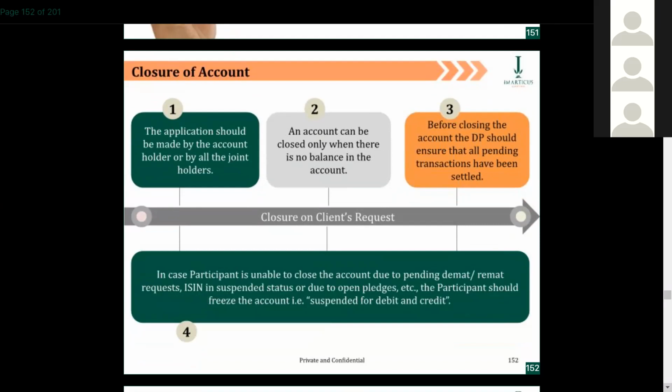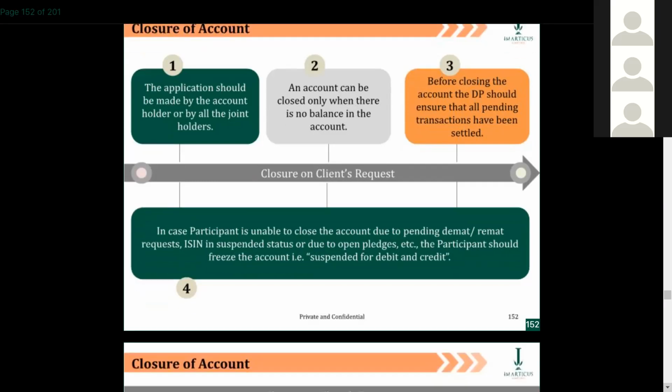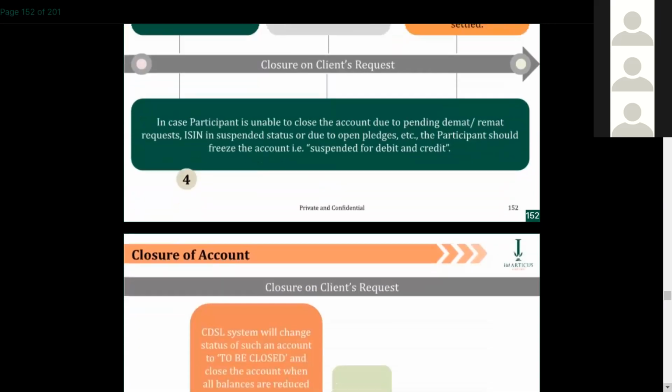Now, there could be some pending demat or remat request or ISIN. ISIN is an identification number. So in case you have some shares which are not being traded, what will you do? You cannot sell them, so you can just keep them in your account. However, the participant will have to freeze the account, suspended for debit and credit. That means you'll not be able to do any transaction till the time your account is closed.